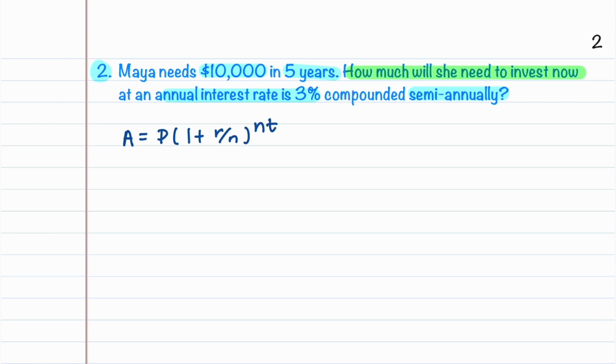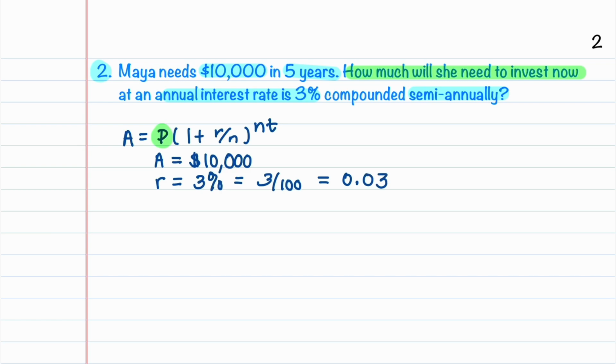Let's highlight what we want to find. We want to find how much she needs to invest now, so that is the principal P. Let's now write down what all the other variables are. The amount A is what she wants to get in 5 years, and that is $10,000. Our interest rate r is 3%, so this is just 3 divided by 100, which is 0.03. Again, just moving the decimal point 2 spaces to the left.